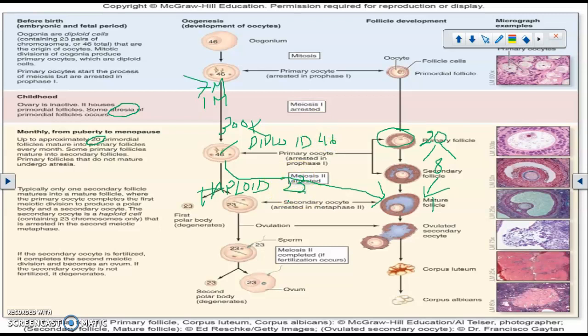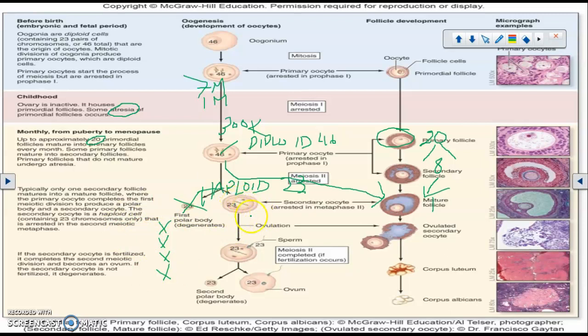Something interesting happens when you become a secondary oocyte, which is from the mature follicle. It splits into 2 cells, and only one of them gets saved while the other gets degraded. That's called the first polar body. The secondary oocyte is arrested in metaphase 2. If you remember, in metaphase 2 you have 23 lined up, which is different from mitosis, where in metaphase you have 46, actually not 46, I'm sorry, 92. But in this case you only have 23.